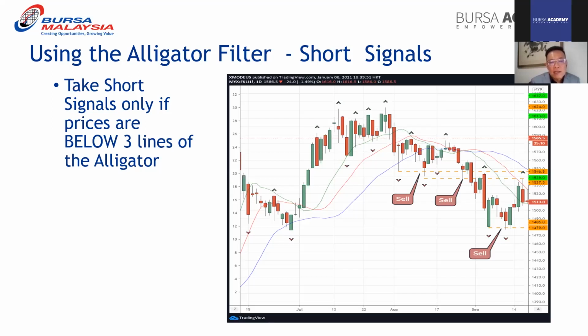I use the alligator as a filter for my fractal signals as well. When my fractal signal gives me a buy or sell, then I look at which phase the market is in. Is it in a sleeping phase? You can see over here, this is a sleepy phase. If it is a sleepy phase, I will try to avoid. If the prices are inside the alligator mouth, I will try to avoid. Only when it gets out and the alligator starts to open its mouth, then I will take that direction. That helps you filter out all those times when the market is in a sideways market. So this is a very, very useful indicator for timing your trading, whether it's in a trend or a non-trend.